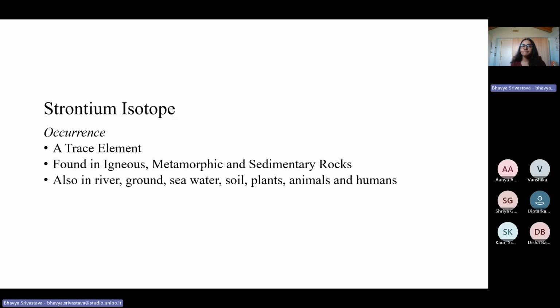So if you just think about this for a while, strontium is actually present in almost all inorganic as well as organic substances. So it's there in the rocks, it's also there in water bodies, it's there in plants, it's there in human bodies, it's there in our bodies as well. And this is how widespread strontium is. It's a trace element, always remember it. It's not present in huge quantities, but it's present still.